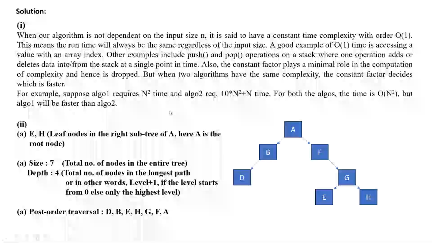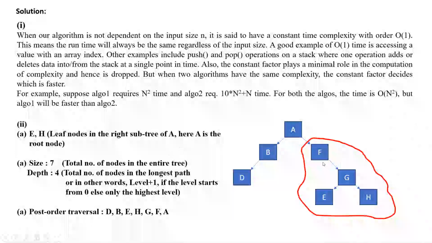Now the next question, let us see the tree. The tree is given here where A is the root, its left subtree is B, D, and right subtree is F, G, H, I. Here the question asked: E and H are the leaf nodes in the right subtree of A, where A is the root node. So this is the right subtree. Then what is the size of the tree? The entire tree, the total number of nodes. Here it comes counting to 7.